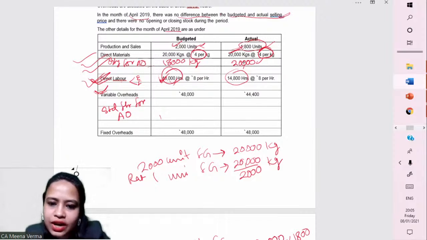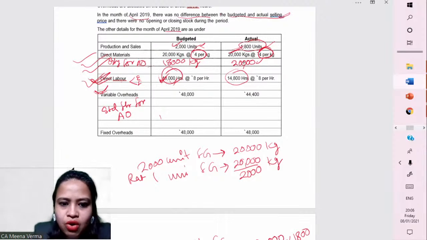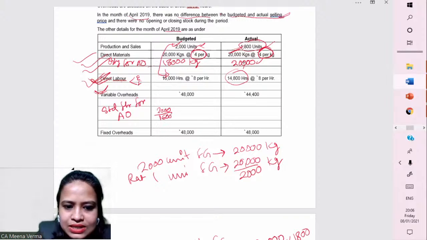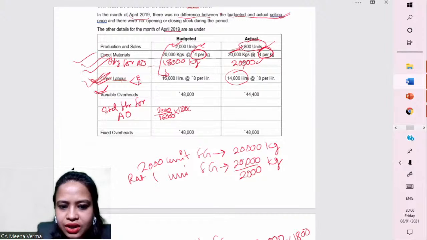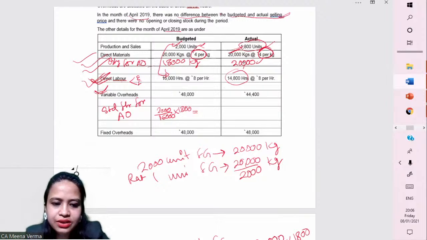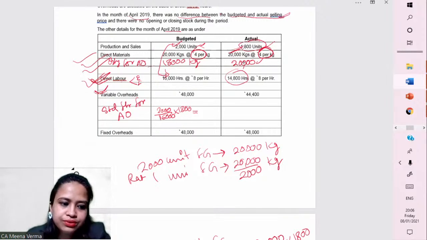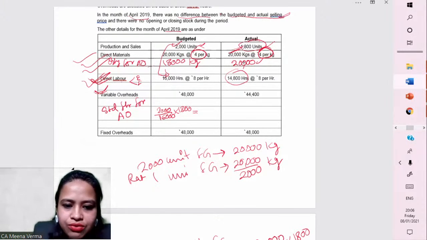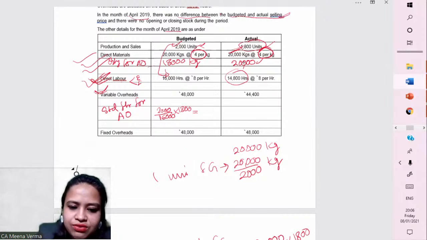What is the standard hours for actual output? We all know that for 2000 units we have 16,000 hours. So what will be the time for 1800 units? This will be the standard hour for actual output. Now we have to calculate the absorbed fixed overhead, so we will see the rate at which this fixed overhead will be absorbed.